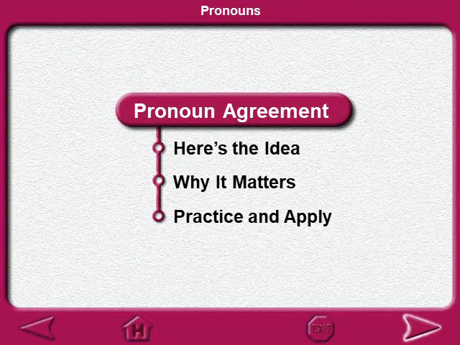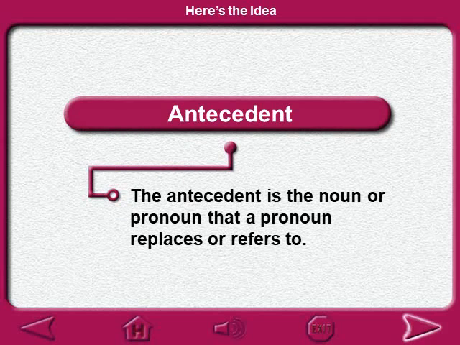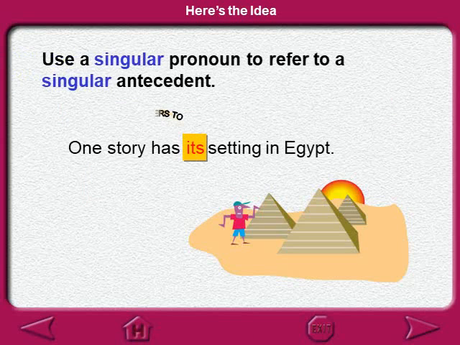Go on. Pronoun agreement. Here's the idea, why it matters, and practice and apply. Antecedent. The antecedent is the noun or pronoun that a pronoun replaces or refers to. Use a singular pronoun to refer to a singular antecedent. One story has its setting in Egypt. It refers to story.